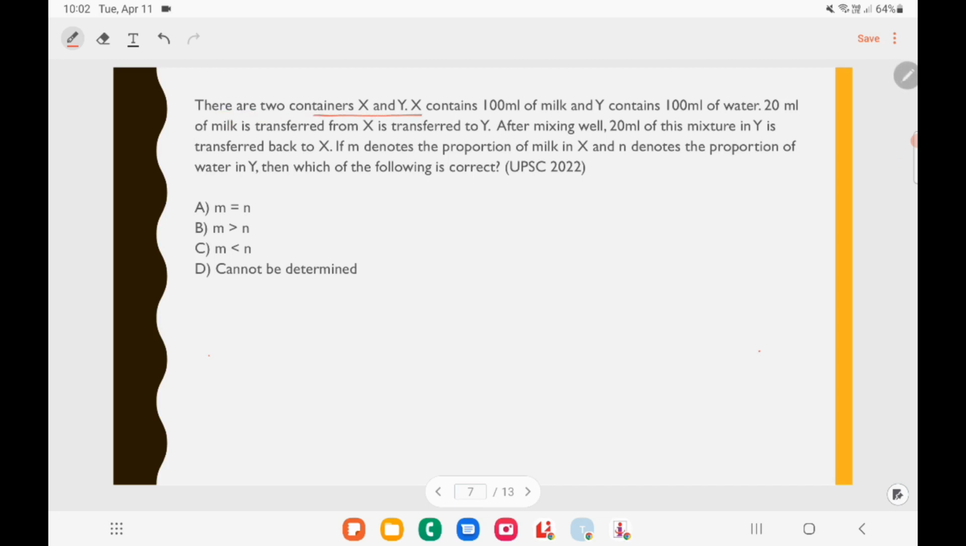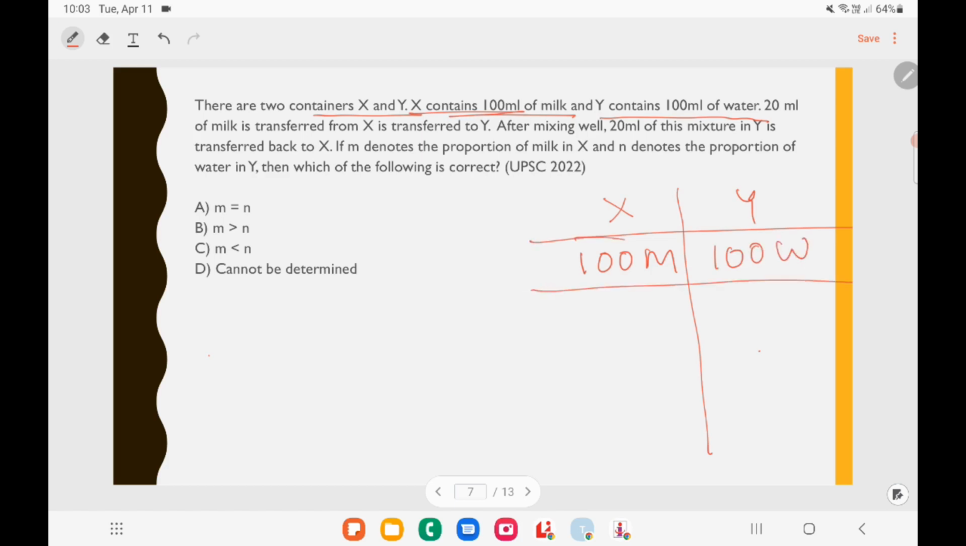There are two containers X and Y. Okay, and X contains 100 ml of milk. So X is having 100 ml of milk and Y is having 100 ml of water. So this is the initial condition.